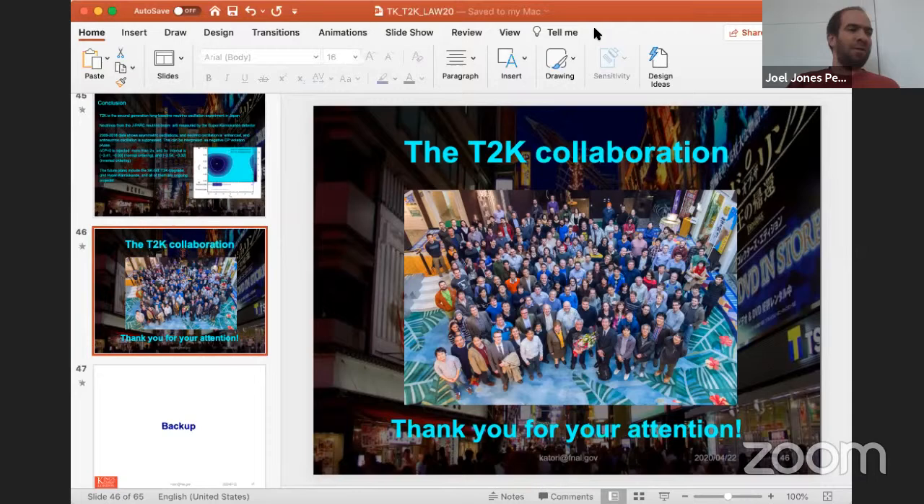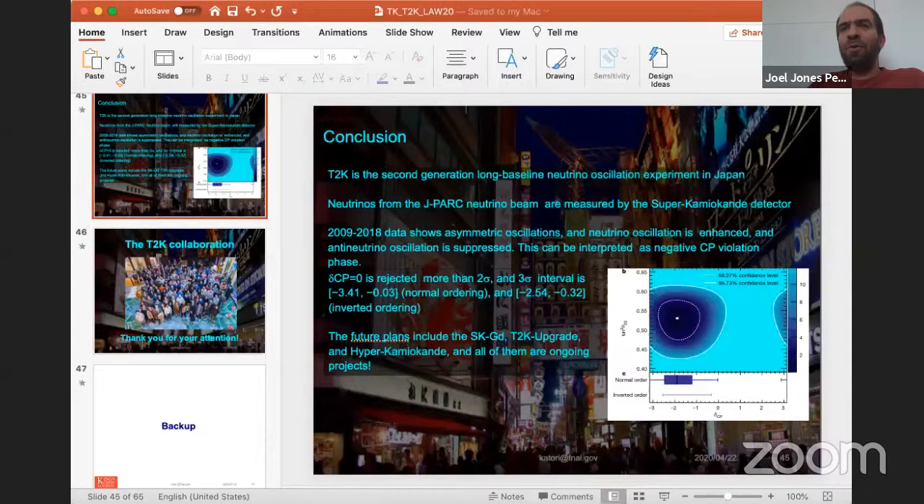Since you showed your result lately, could you go back to your previous slide where you show your main result? There the interval for inverted ordering is much smaller, and that one does reject CP conservation. But I assume that is because the minimum chi-squared for inverted ordering is larger, so it doesn't have so much space to open up before you do the cut at three sigma?